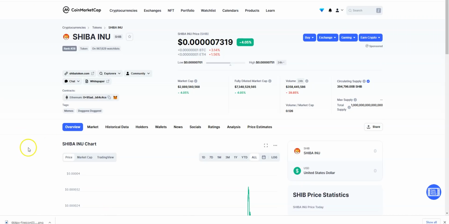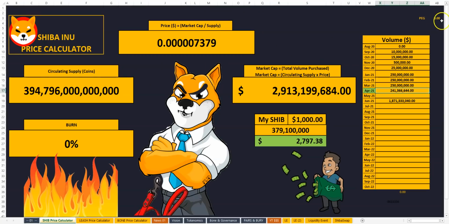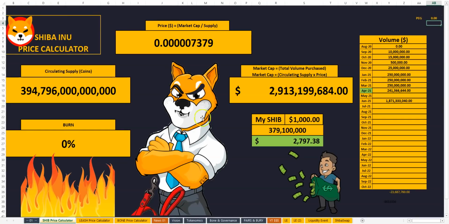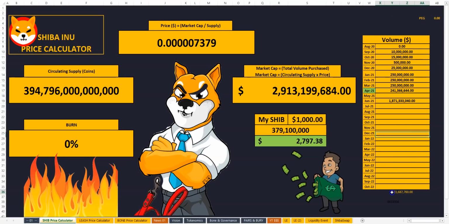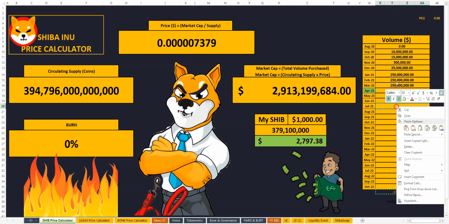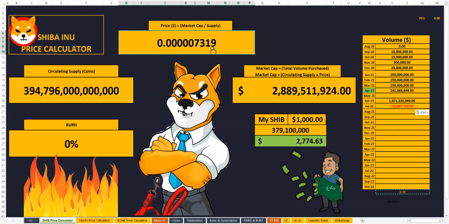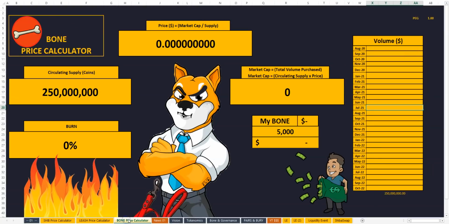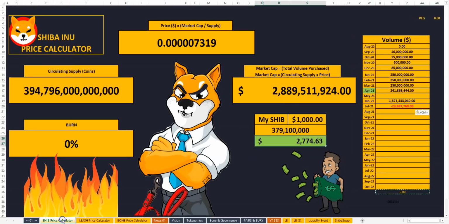I'll just do what I usually do, and I'll just quickly verify that. I'm just going to come on to CoinMarketCap. The price at the moment is 7,319. I'll quickly jump back so I can adjust that. 7,319. I don't really have to adjust it, I guess, but I will. So that's the current price, and that's exactly how much my SHIB has increased in value from 1,000 to here. So this is the Shiba Inu calculator. I'm going to go to the Bone calculator. I'll go back to the Shiba Inu.